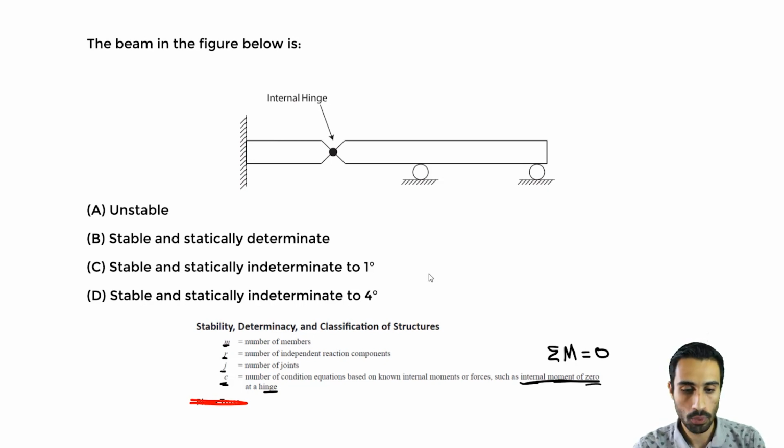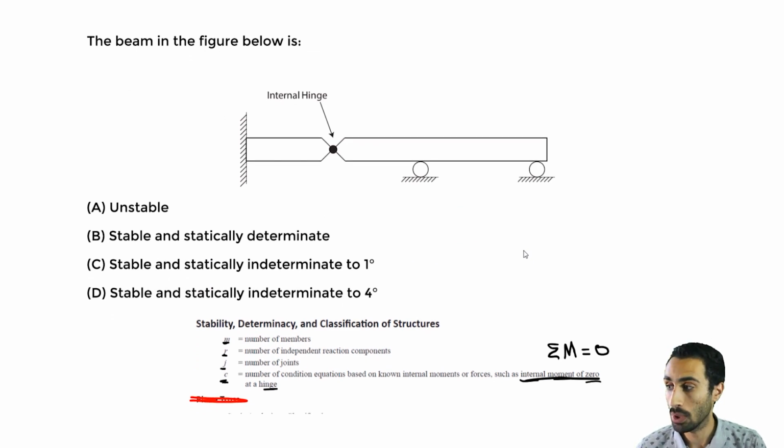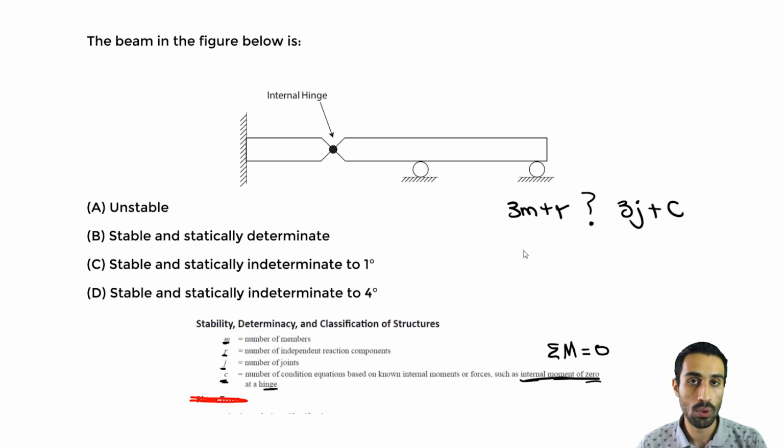So we know the equation is what? Same one. So let me just write it to be consistent. We will say it's going to be 3m plus r, and we will say 3j plus c on the right side. So we will check, is it bigger, equal, or less than?